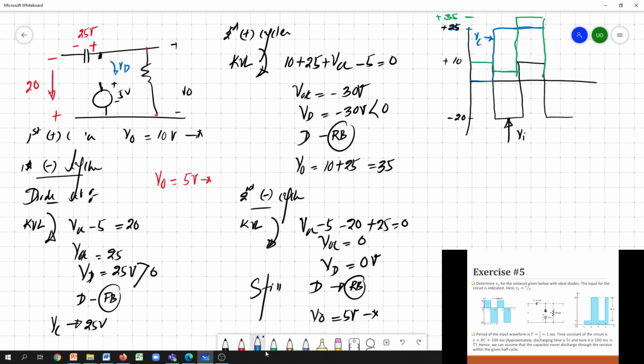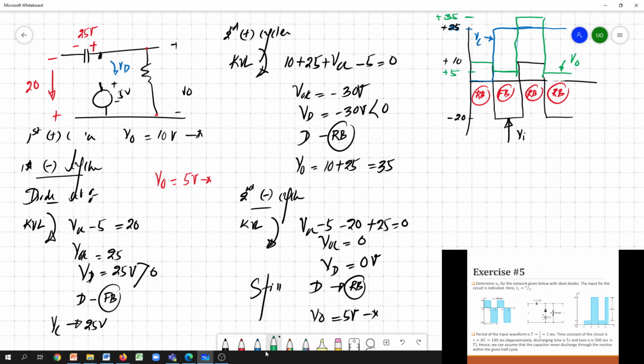So this capacitor is still at 25, your input drops to 5, so this is 5. So during this first cycle, that is reverse bias, then forward bias, then reverse bias, again reverse bias. So this is the output voltage.